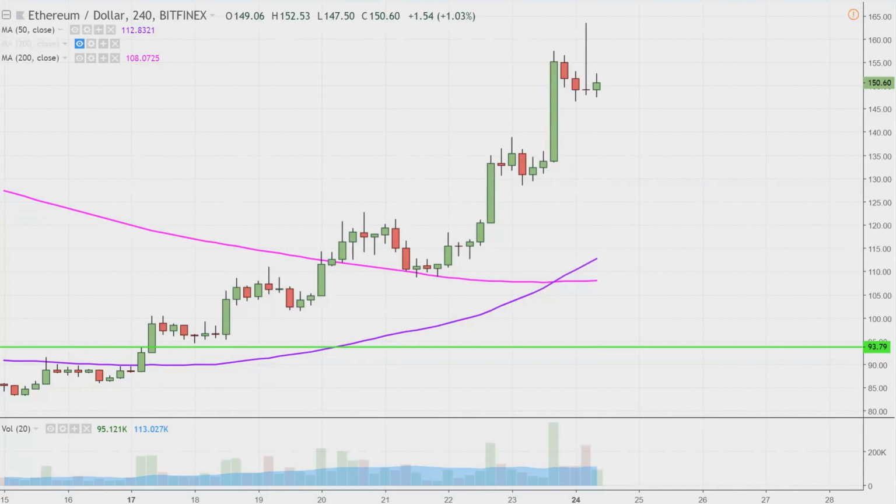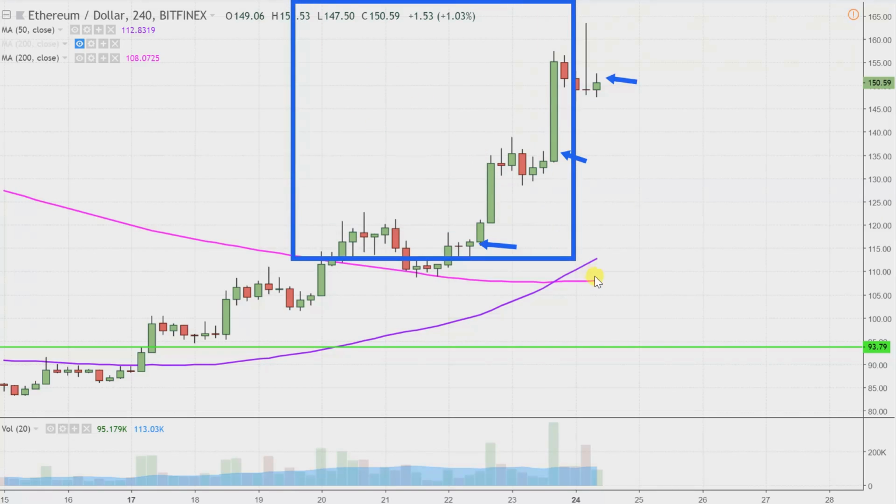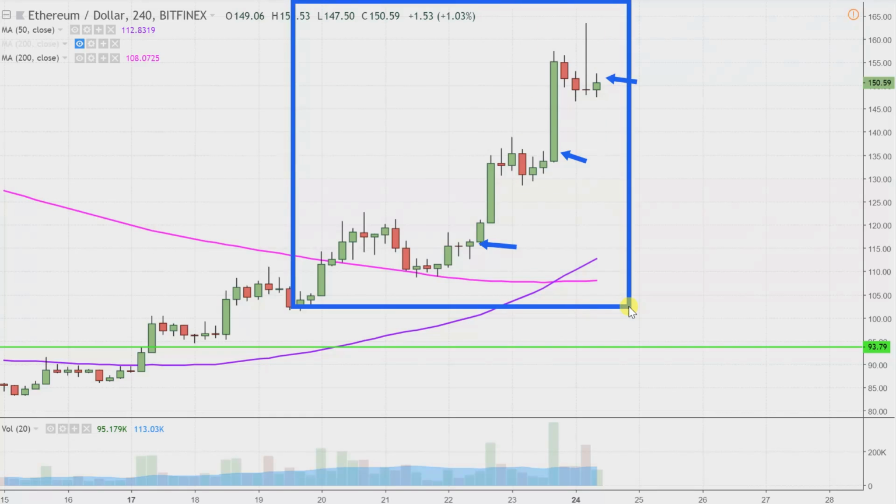Real quick, what do I mean by 4-hour in case maybe you're new to charts? Instead of each one of these candlesticks, as they're called, representing 1 day's worth of price action, which is what you would normally see, each one represents 4 hours. So while this here may look like a few weeks worth of time, it's actually just the past few days broken down into 4-hour time slices.